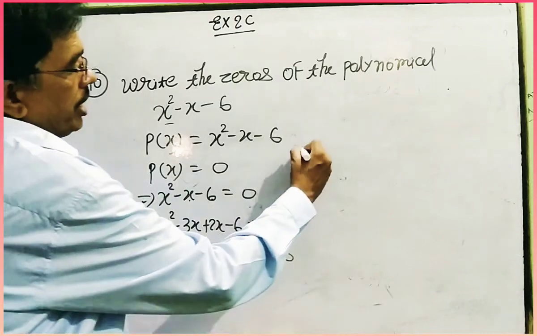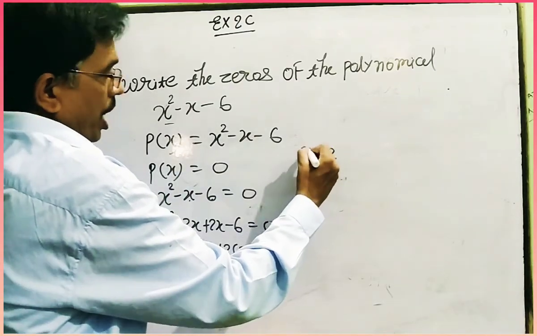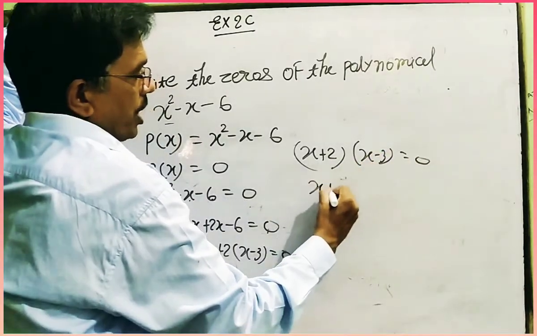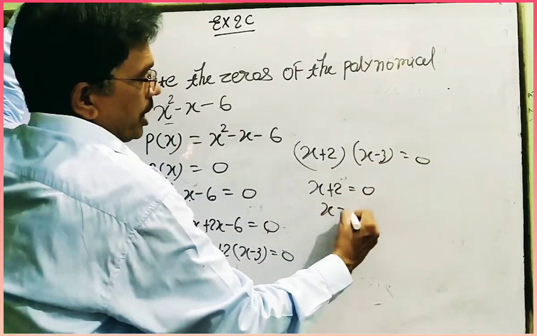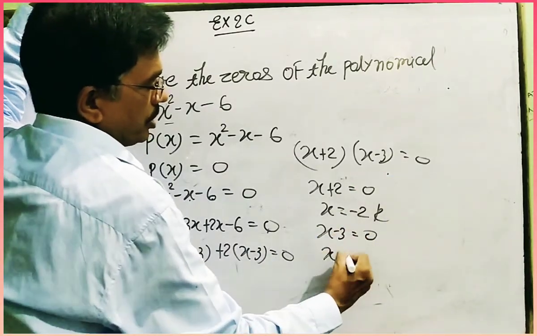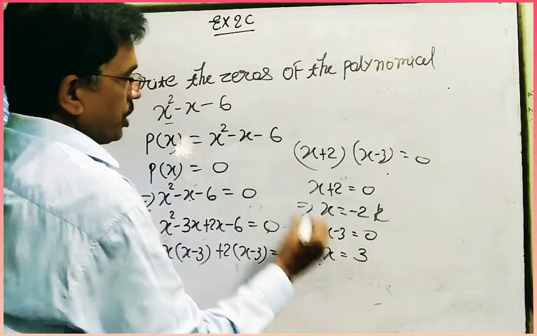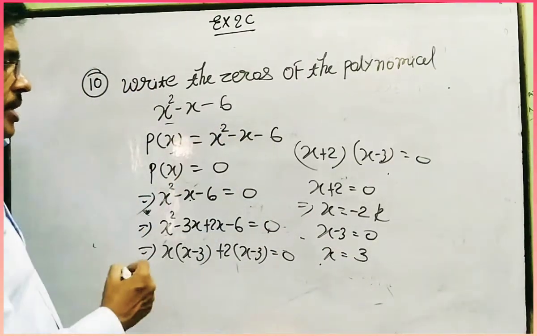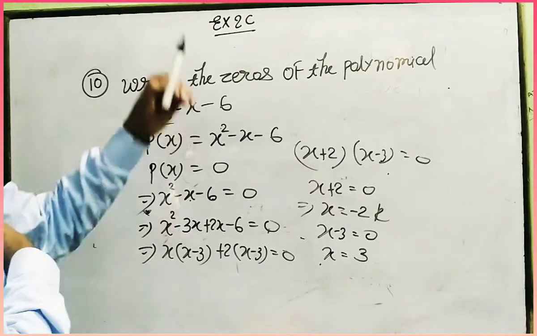So you write here x plus 2 and x minus 3 is equal to 0. Hence x plus 2 is equal to 0. So clearly x is equal to minus 2 and x minus 3 is equal to 0. Then x is equal to 3. So there are two zeros because this is a quadratic equation. So by middle split method you can find the value of x.